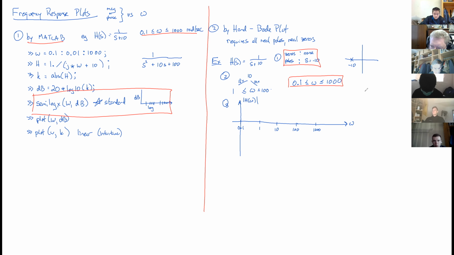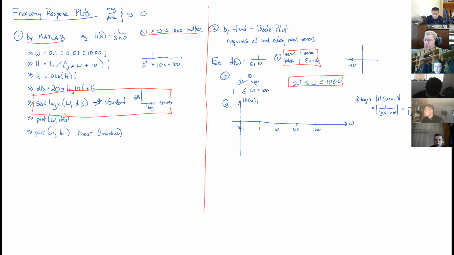Let's do that. So where we begin, this is subpart A. We'll begin by evaluating H of omega equals 0.1. And to do that, that's going to be the magnitude of 1 over j 0.1 plus 10, which is the magnitude of 1, which is just 1 over the magnitude of j 0.1 plus 10.